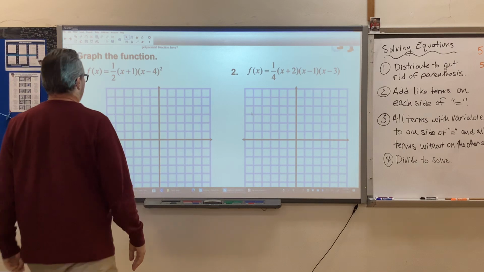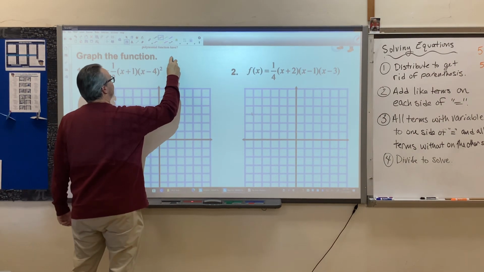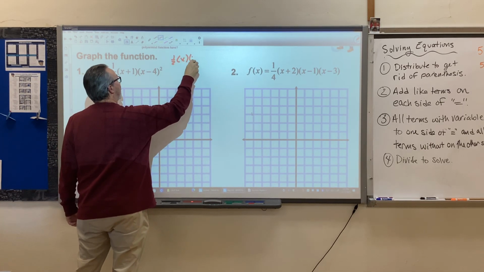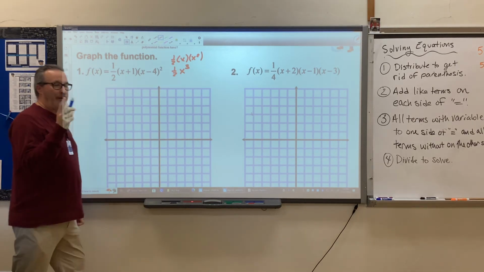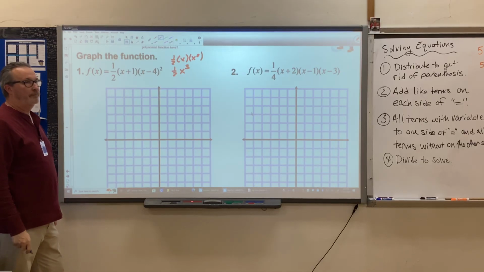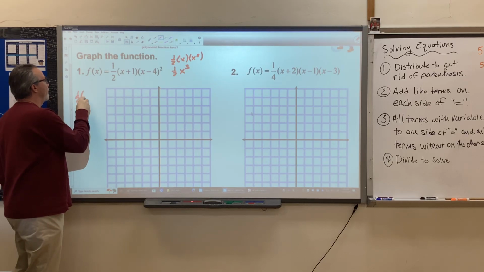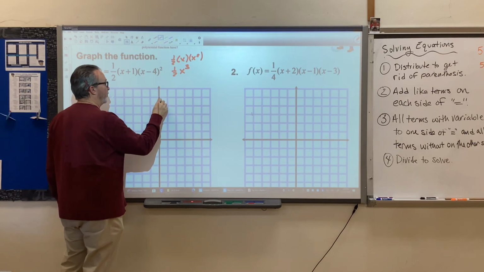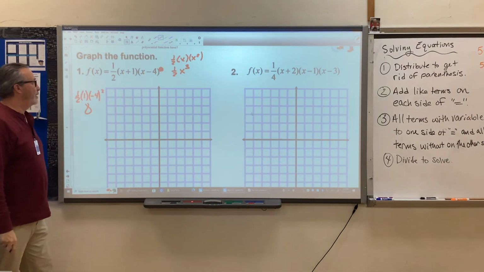Find the leading term. All right, what is it? 1/2 times x squared. So it's 1 and x to the third. So we know the right side goes up, the left side goes down. Now what? Find the y-intercept. What is it? 1/2 times 1 times -4 squared. And that's 8. So 1, 2, 3, 4, 5, 6, 7. There's the y-intercept. Okay, good. Now what?